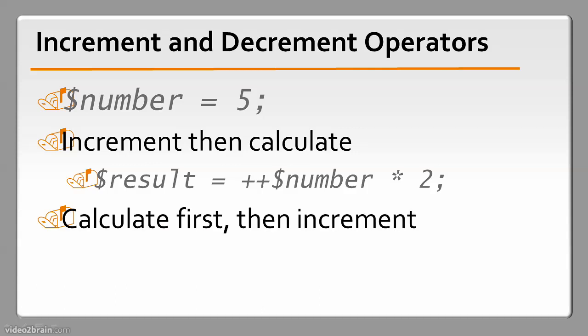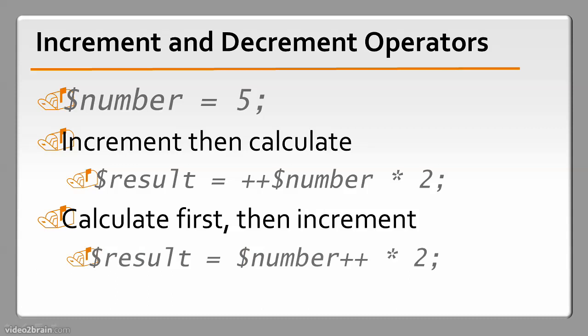However, if you put the increment operator after the variable, the main calculation is executed first before increasing its value. So result is still 12, because number is still 6 when it's multiplied by 2, and only after the calculation is it increased to 7. The decrement operator works the same way, except that it decreases the value by 1 rather than increasing it.